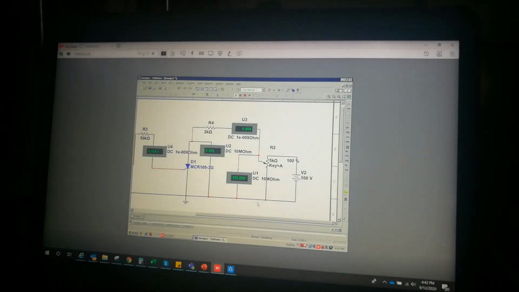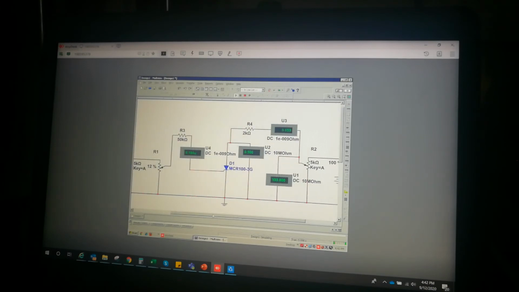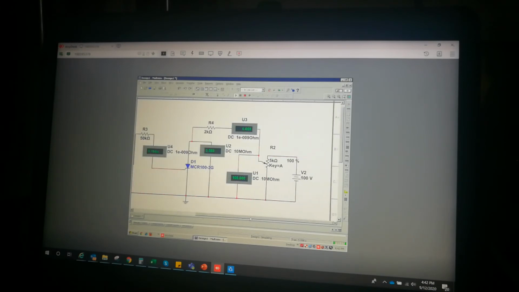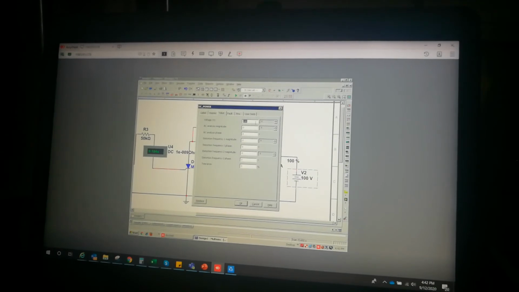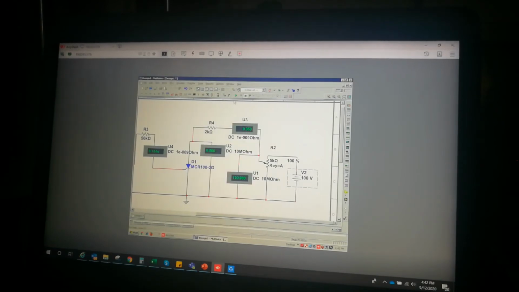Now, let's check what will be the effect if we make the supply negative, or in reverse bias. So we'll just replace this with negative 100 volts. Then turn on the circuit. Let's start at 5% or 0%. Then increase gradually.